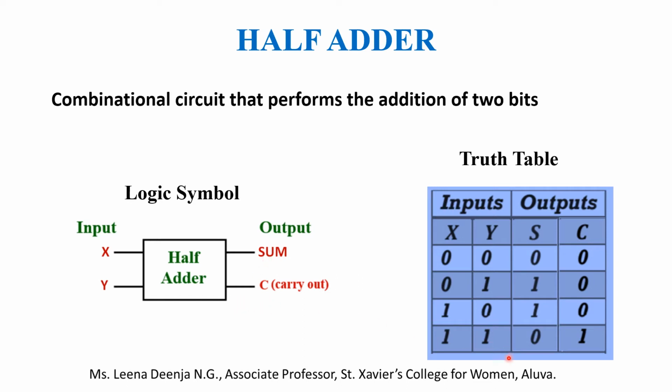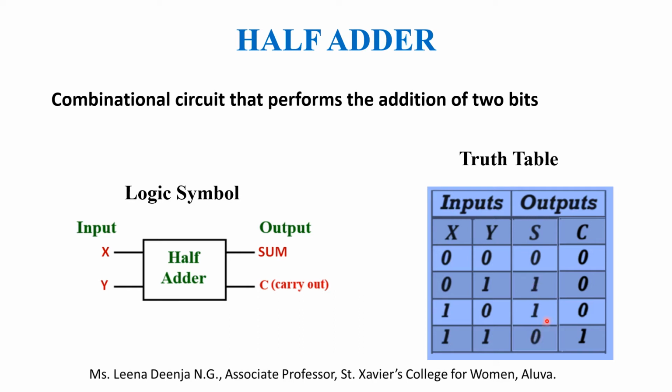Truth table for this half adder is shown here. Here we can see that when X and Y are zeros, sum equal to 0 and carry equal to 0. When the inputs are 0 and 1, then sum of 0 and 1, it is 1. Carry for this one is 0. When the inputs are 1 and 0, then sum is 1, carry is 0. When both the inputs are 1, then if we add them, our answer is 1, 0. That means here the carry is 1 and sum is equal to 0.